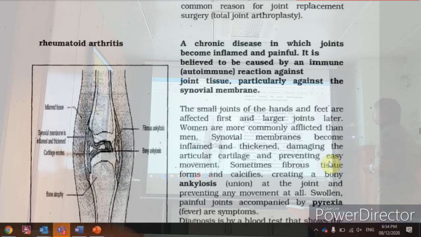Rheumatoid arthritis, again, is caused by inflammation. It is believed to be an autoimmune disorder. We read about rheumatoid arthritis in the second chapter somewhere. Joint tissue, particularly the synovial membrane, is affected. Autoimmune disorder means our own antibodies start acting against us, right? The small joints of the hands and feet are affected. Women are commonly affected. The synovial membrane becomes inflamed and thickened, damaging the articular cartilage and preventing easy movement. Sometimes fibrous tissue forms, creating an ankylosis. Ankylosis means stiffening; it means the joint gets fused.